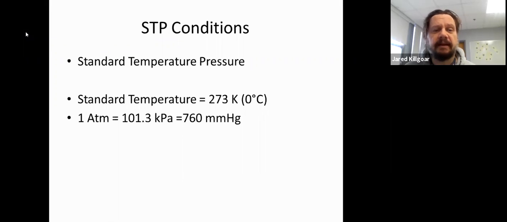And one more thing, if it's ever an STP condition, like, what is the volume at STP? That means standard temperature and pressure. That means your standard temperature, or T2, will be 273 Kelvin, and your standard pressure will be one of these values: 1 atmosphere, 101.3 kPa, or 760 millimeters of mercury.